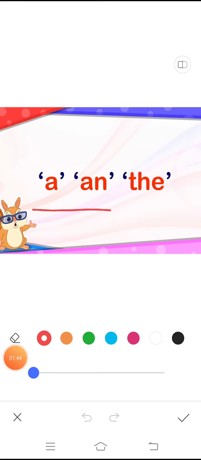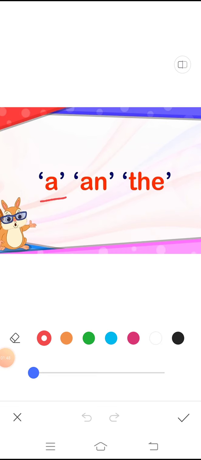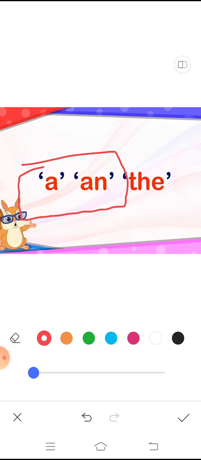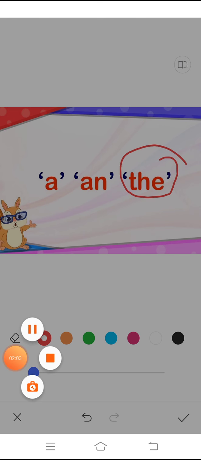There are 3 articles in English. They are a, an, and the. In this, a and an are called indefinite articles and the is called the definite article.